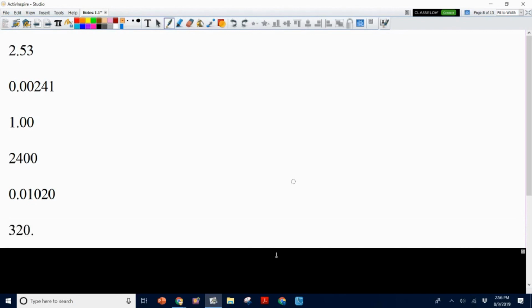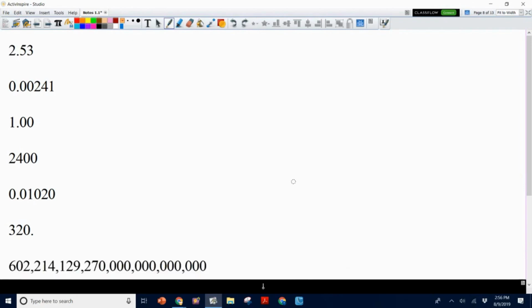320 with a decimal there. That's 3 significant digits. That 0 at the end is going to count because of the decimal. Okay, that's a big long number. All right, so we have 1, 2, 3, 4, 5, 6, 7, 8, 9, 10, 11 significant digits here because all of these zeros at the end are not going to count because there's no decimal in the number.